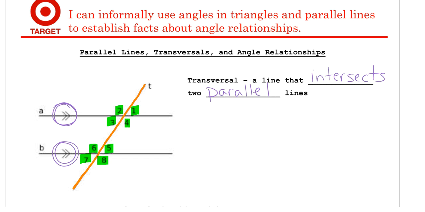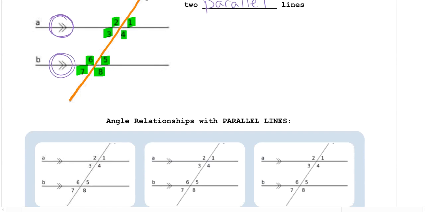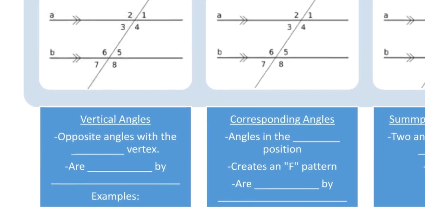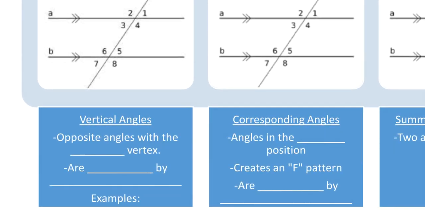And with those angles, we're able to make assumptions on their angle measure based off of some different facts that we're going to talk about in just a moment. So the first angle relationship that we're going to talk about is referred to as vertical angles. And vertical angles are angles that are opposite each other, that share the same vertex. And these angles are going to be congruent.